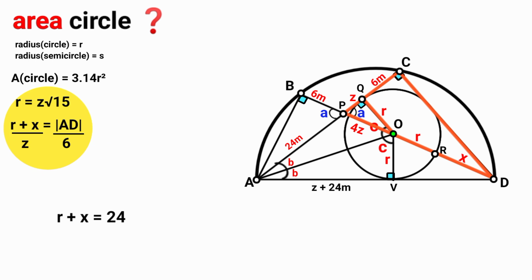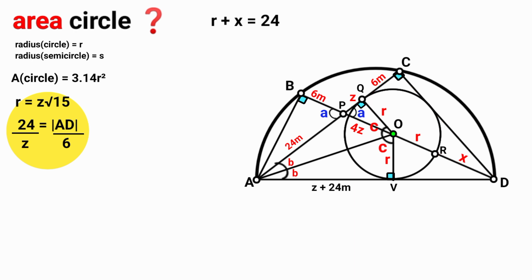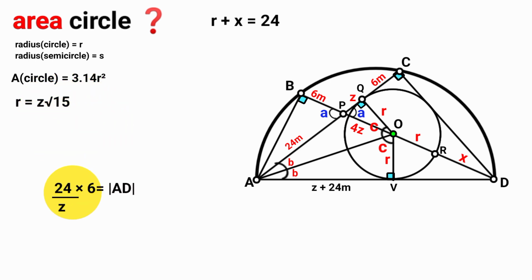Come here, replace this R plus x with 24. So 24 over z equal to line AD over 6. Multiply both sides by 6. Here 6 cancels 6. While here, since 24 is same as 4 times 6, 6 times 6 is 36. 4 is same as 2 times 2. 2 times 6 is 72. And 2 times 6 is also 72. 72 plus 72 is 144. So line AD equal to 144 over z. That is, the length of this line AD is 144 over z.